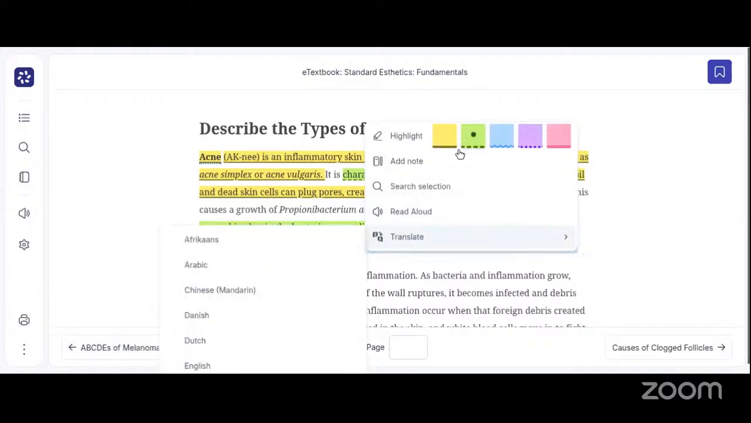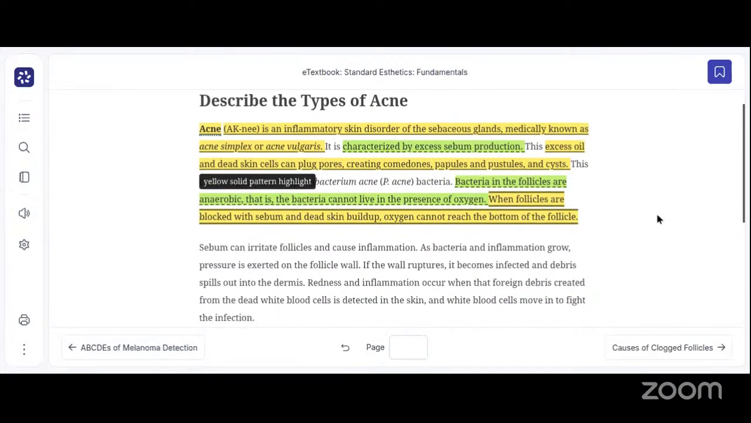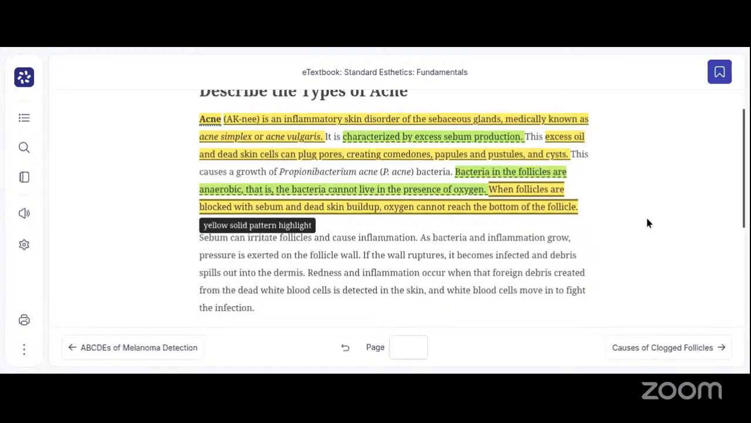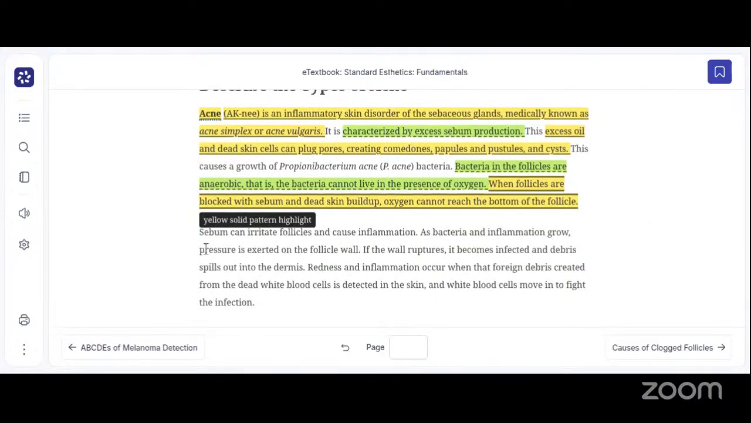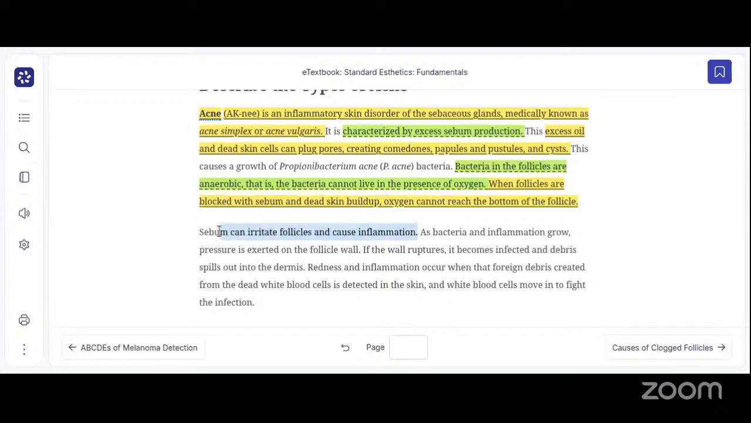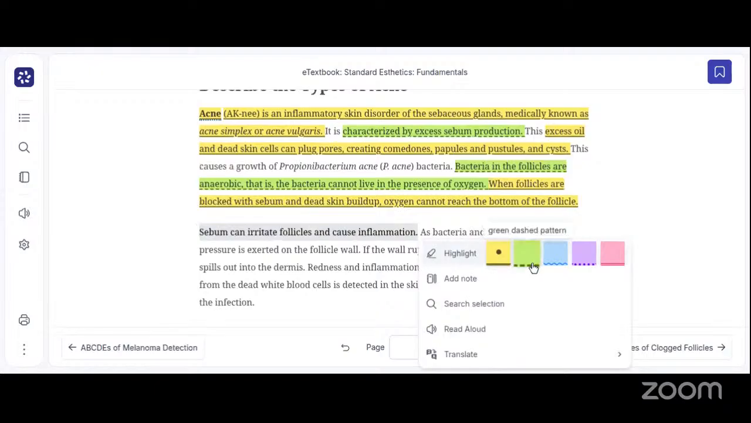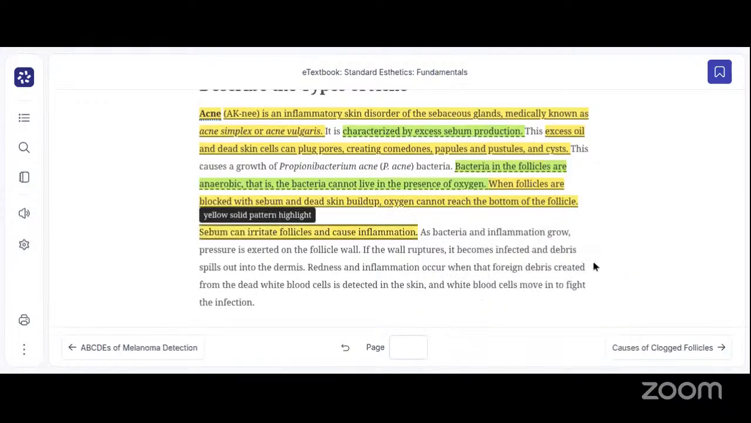And that goes for clogged pores on the scalp, clogged pores on the face. Okay. It says sebum. This is oil. Another word for sebum is oil. It can irritate follicles and cause inflammation. What did I just say? Oil can irritate the follicles and cause inflammation.